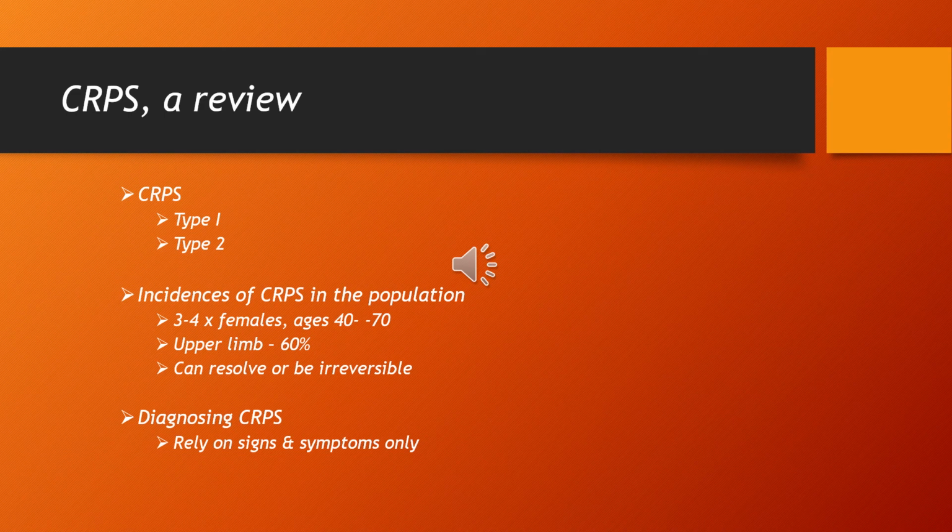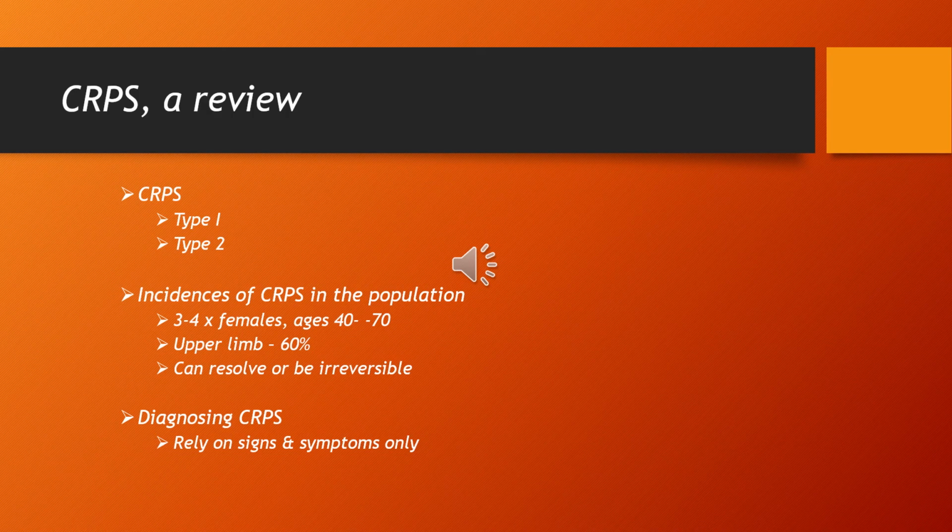Now, CRPS also occurs approximately 3 to 4 times more frequently in females, and mostly in the age range of 40 to 70 years. The upper limb is affected in approximately 60% of the cases. Additionally, CRPS can resolve within a year after onset, but it also can linger and become chronic and sometimes irreversible in a small percentage of cases.